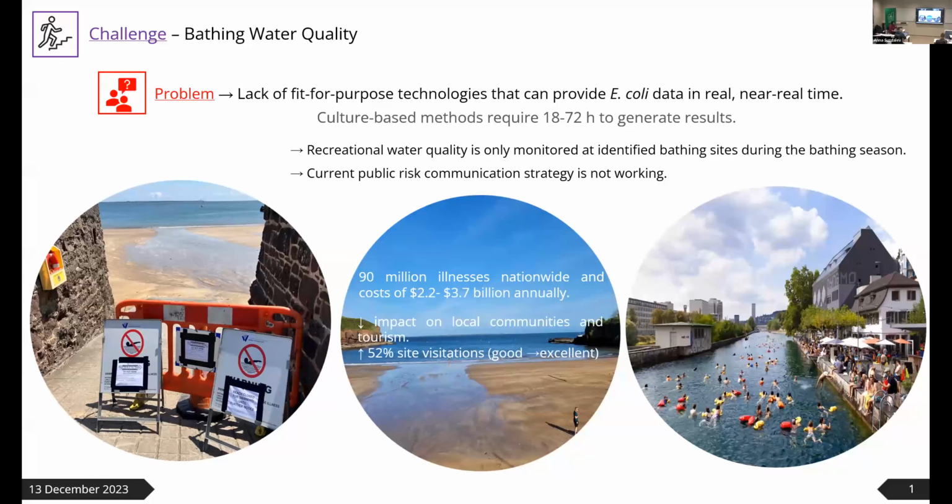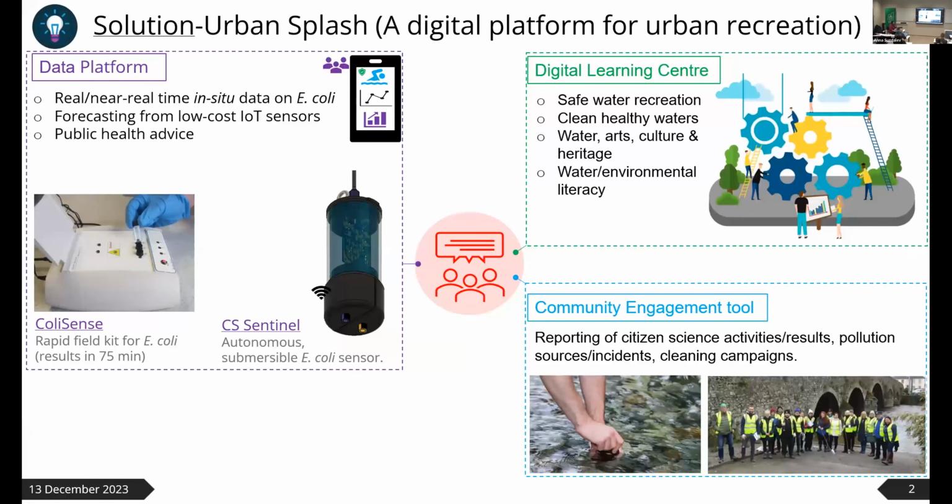So to go into the solution, UrbanSplash is a complete digital platform for urban water recreation. It will be co-developed with cities, and it will target the needs of the multiple stakeholders, including local authorities, regulators, citizens, and businesses. It will incorporate three main modules to make this solution happen. And the first one is the data platform, which is the backbone of UrbanSplash. The data platform will provide near real-time in-situ data on E. coli, forecasting, and simple public health. And it will enable the community and the users to take informed decisions in near real time and plan their water-based activities to protect their health.